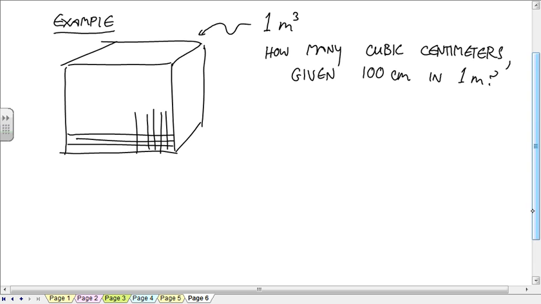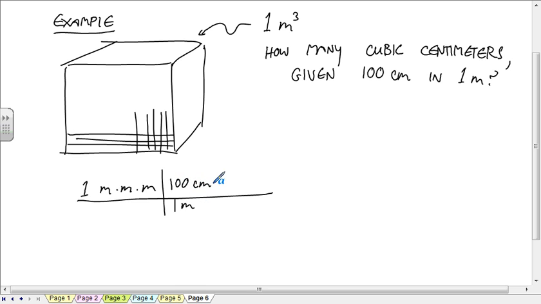Okay. So basically, this is a conversion between cubic meters and cubic centimeters. So our original quantity is 1 meter times meter times meter. And so we're going to multiply by 100 centimeters over 1 meter. That cancels one of those. And then same thing again. And then there's still one left, so one more time.